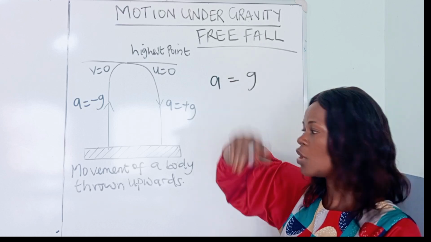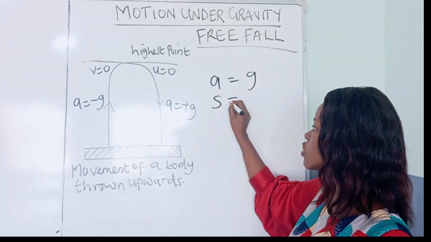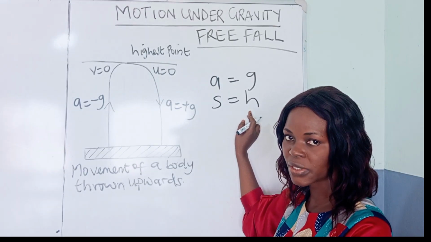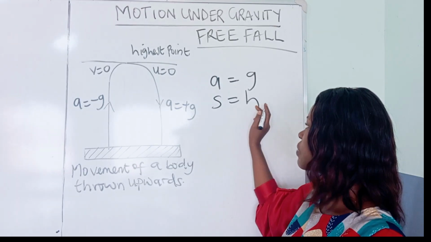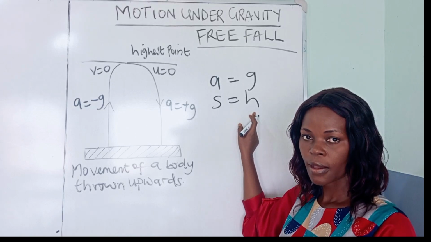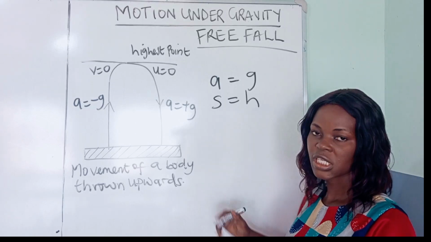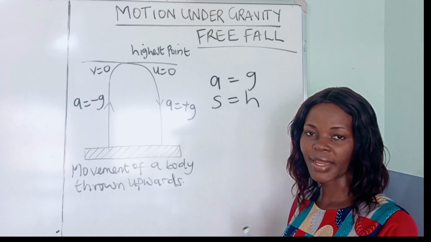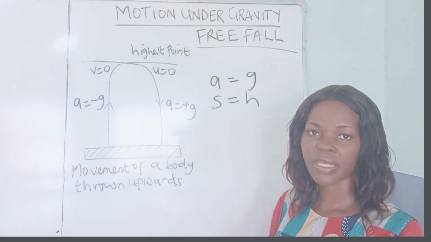So we have height. Okay? Then the distance is replaced with what? H. We are no longer moving on the horizontal ground. The distance, we are dealing with what? Height. Alright? So let us state the equations of motion under gravity so you can see how we can use it to solve problems. Stay tuned.